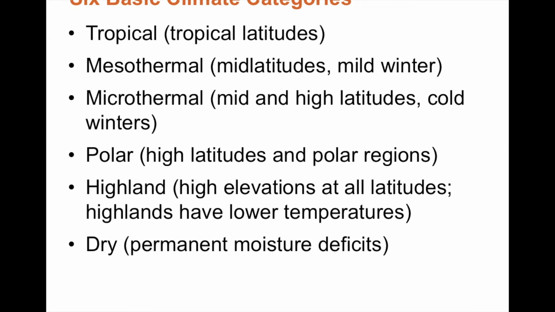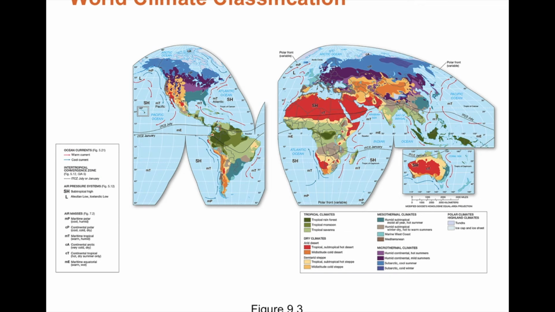Now there are 6 basic climate categories: tropical, in the tropical latitudes; mesothermal, which are mid-latitudes with a mild winter; microthermal, which are mid and high latitudes with cold winters; polar, which is high latitudes and polar regions; highland, which is high elevations at all latitudes; and dry, which are permanent moisture deficits. When you look at the world climate classification, there are subclimates within each of the major climatic categories.